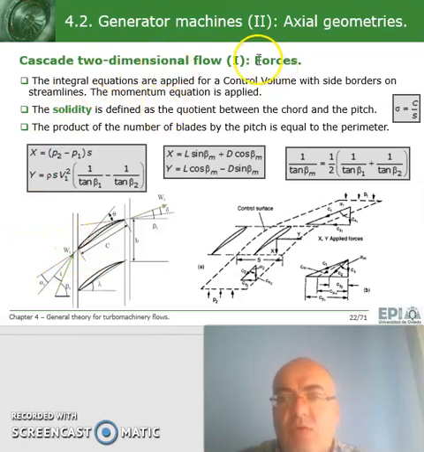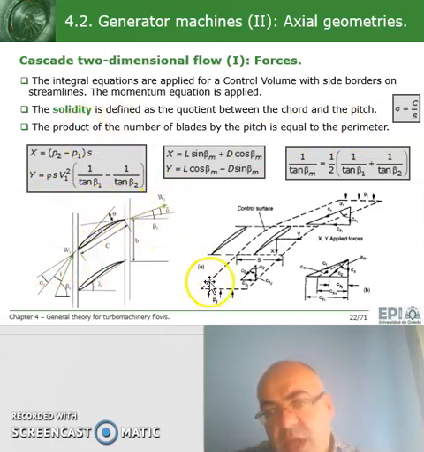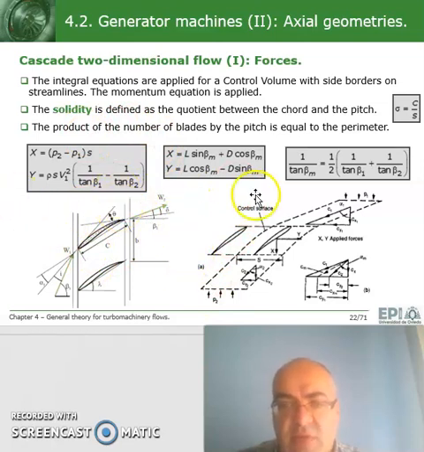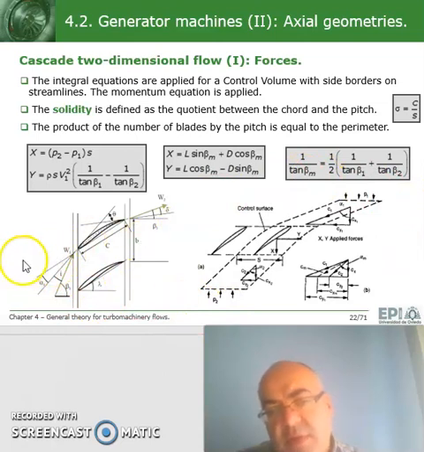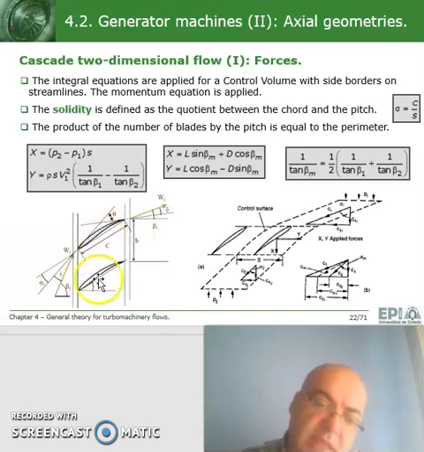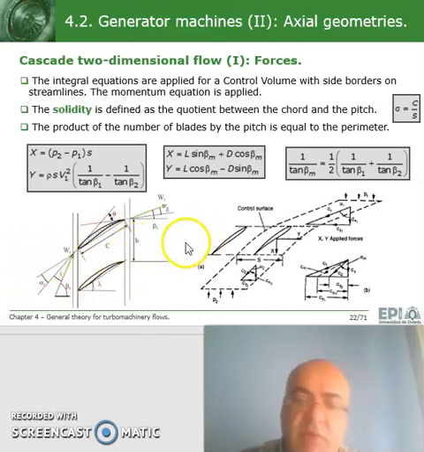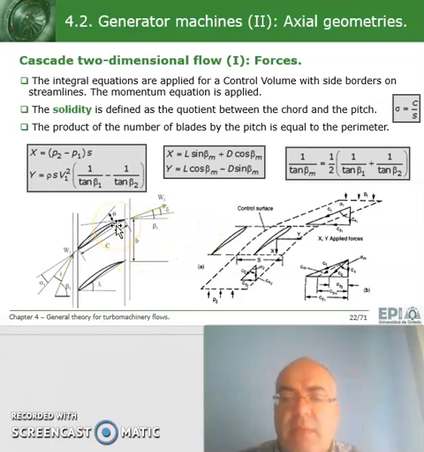For instance, go to the forces and some definitions first: solidity as the quotient between chord and pitch, and then the number of blades times the pitch has to be equal to the perimeter that we are considering. And we have here the development of the equations that we would get with the cascade analysis. Here we have two examples of cascade analysis. This one is a horizontal layout, so flow comes from left to right, finds the blades here, and leaves the blades in a horizontal main direction.